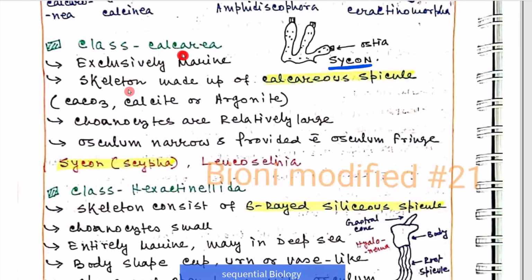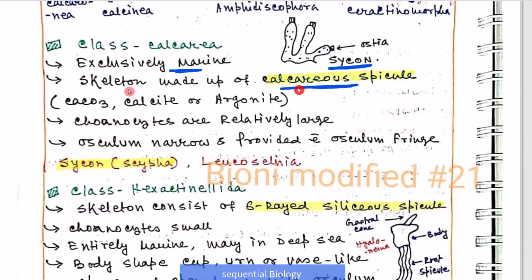The first class is Calcarea. This is a representative of this class, the Sycon. Sycon is an example of class Calcarea. They are exclusively marine, not found in freshwater. Their skeleton is made up of calcareous spicules.